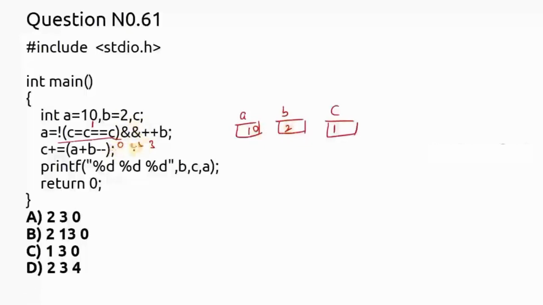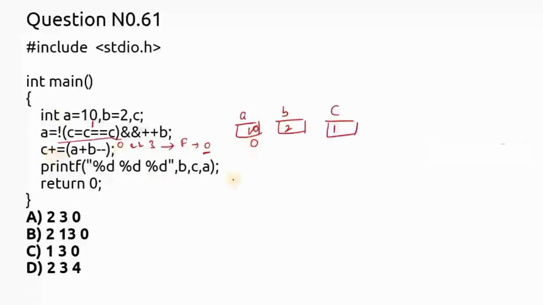Now 0 logical AND with 3, that means 0 AND with a non-zero value. I can say that it's false and true. As per the logic of logical AND, false and true will become false. False means 0. In a logical AND operation, only if both are non-zero will it give a non-zero value. If anyone is 0, the value will become 0. So that 0 will be assigned to A. Now in place of 10, the value of A will be 0.